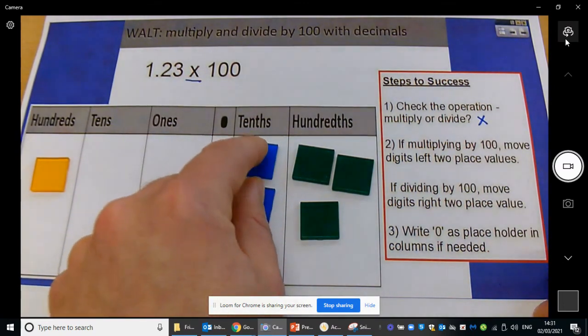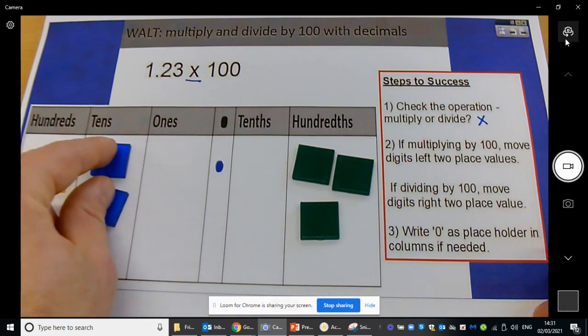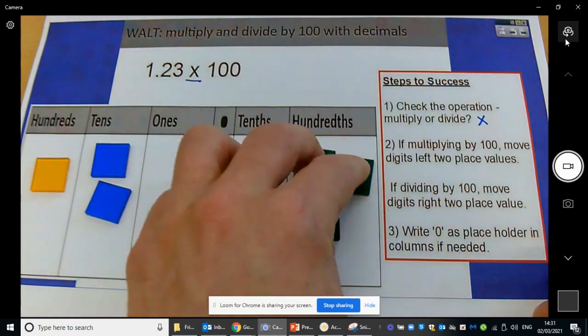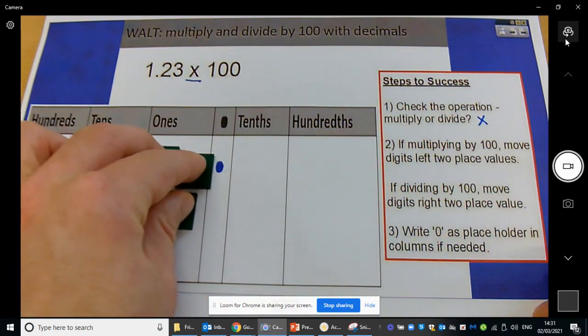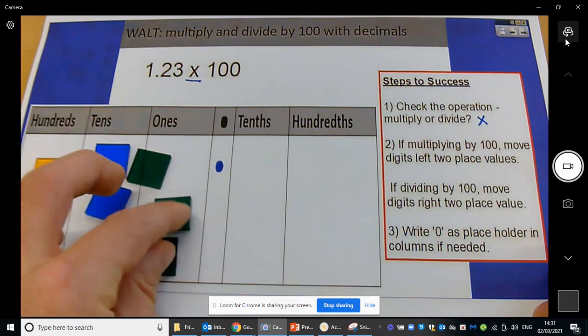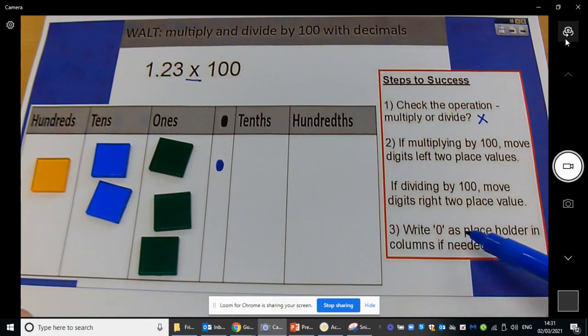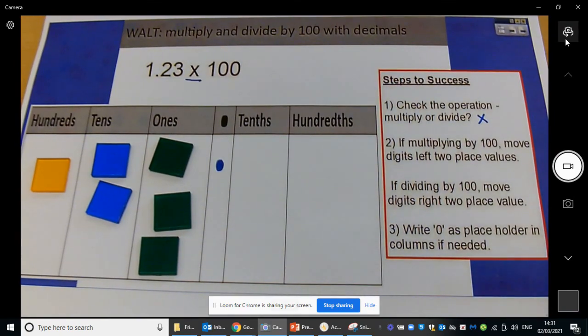Then our 2 tenths, I'm going to move over from our ones to our tens. And then finally, the 3 hundredths are going to move across 1, 2 to the ones. Step 3, write a 0 as a placeholder in the columns if needed. Well, no placeholder is needed there.